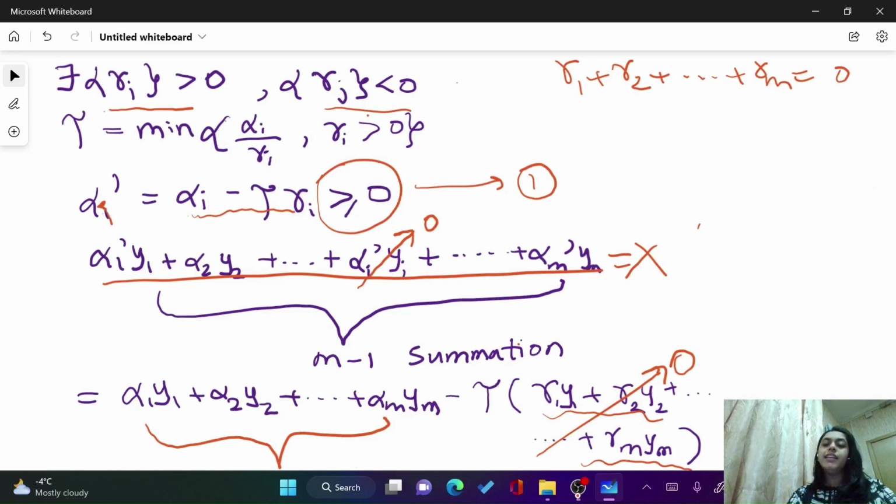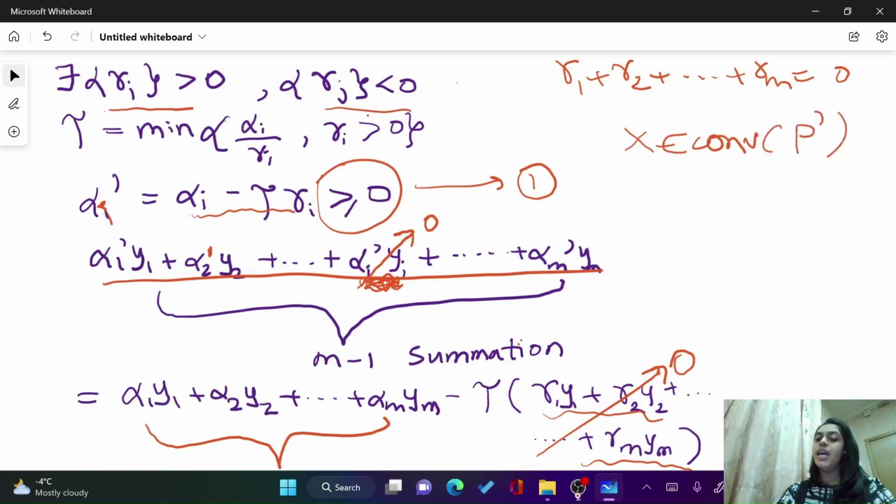So we have established the fact that alpha I dash is greater than or equal to 0. Let's call this equation 1. We also know that we can represent this in the form alpha 1 y1, alpha 2 y2, and so on. We don't need to consider this one because it is simply going to be 0, so we consider the m minus 1 summation, and our motive is to represent this m minus 1 summation as equal to x, because we need to prove that x belongs to the convex hull of P dash, where P dash is a subset of P, right?